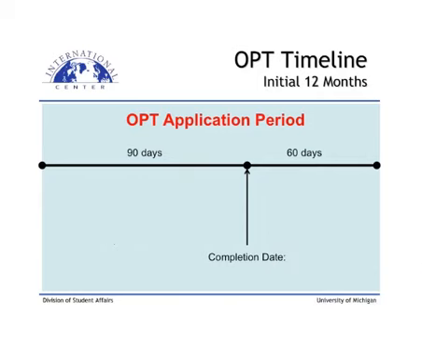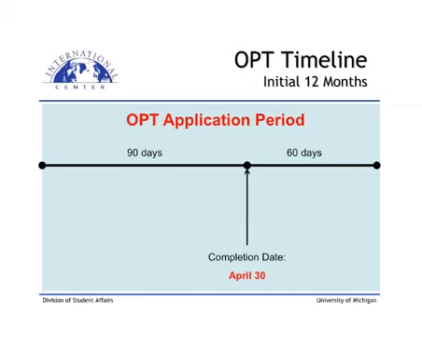Now, let's figure this out together. Please pause this video for a moment to allow for you to print a copy of this slide. Go to the link labeled OPT Application Period. Click on that, print the PDF, and follow along the next few slides. Now, on your worksheet, write your completion date in the appropriate area.